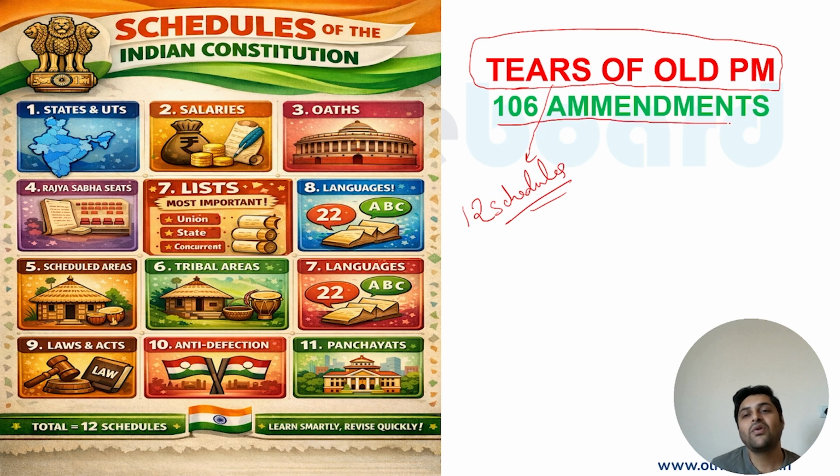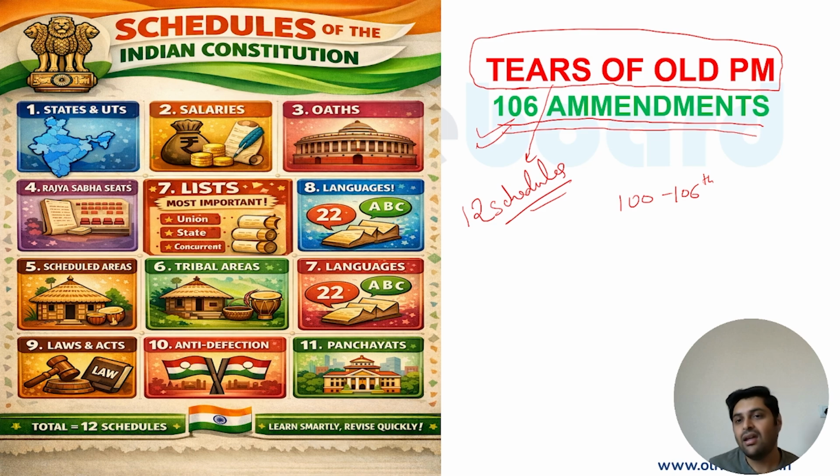Till now, our constitution has been amended 106 times. So as of now, when we are seeing this video, our constitution has 106 amendments. I hope you all are getting it. The 106th amendment is the Nari Shakti Vandan Bill, in which there is a reservation provided for female parliamentarians and members of legislative assemblies. Correct? 106 amendments. Please remember by heart.